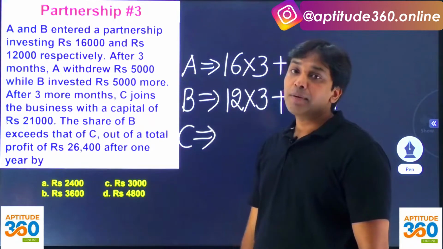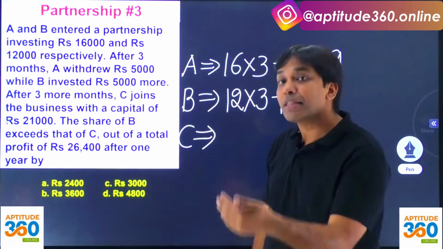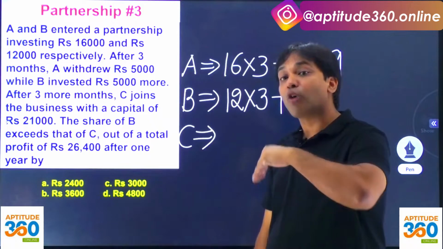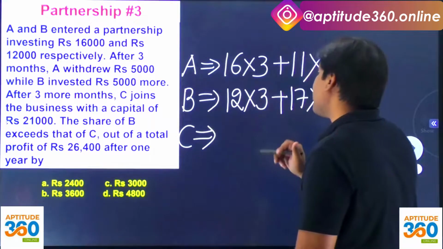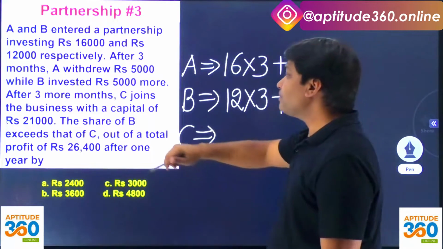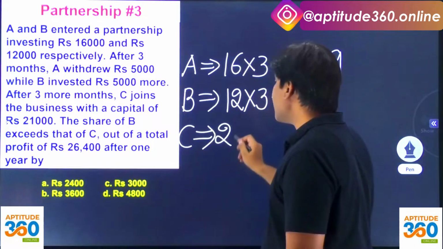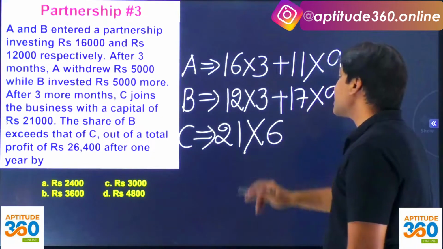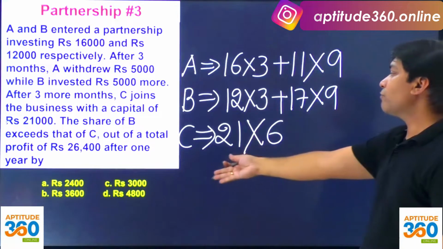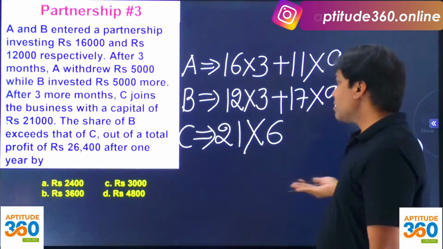12 महीने का है और C is coming there in the business after 6 months. So आपको ये पता करना है कि C बिजनेस में कितने महीने के लिए है. तो C बिजनेस में है कितने महीने के लिए? 6 महीने के लिए. And since C has brought 21,000 rupees for how many months? For 6 months. So you have to find out A is to B is to C in this ratio.